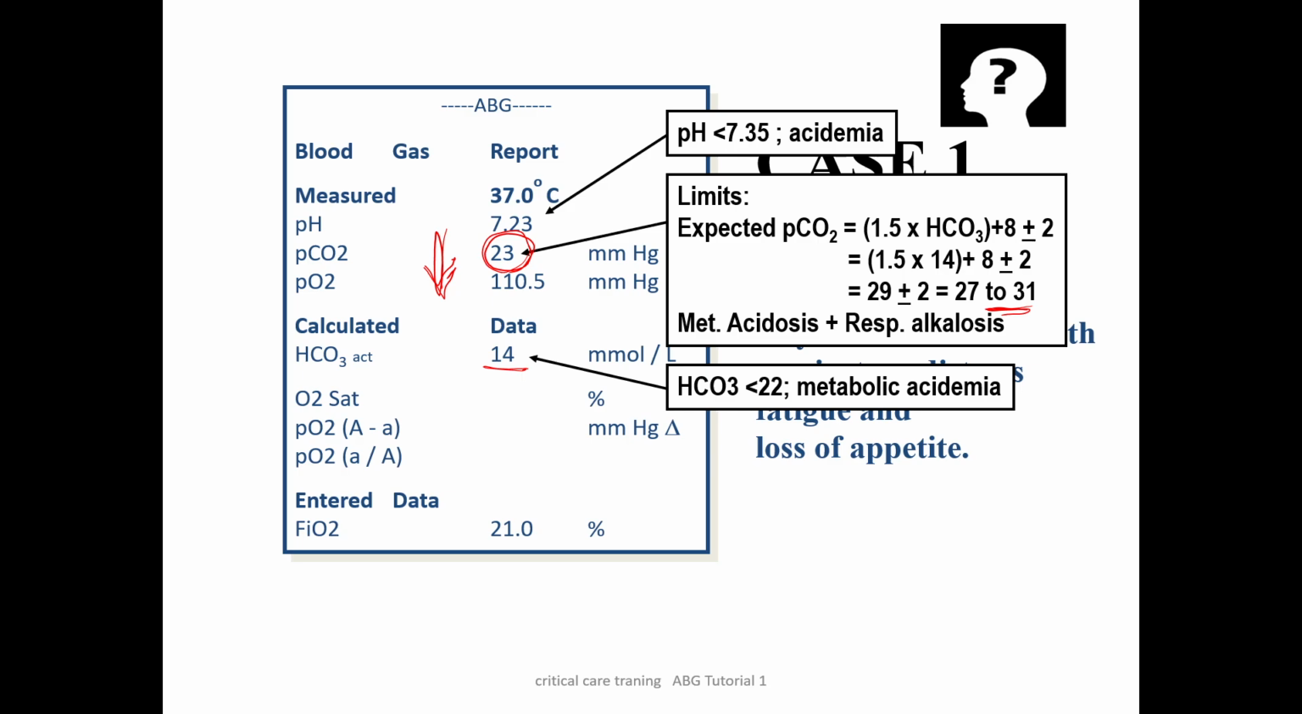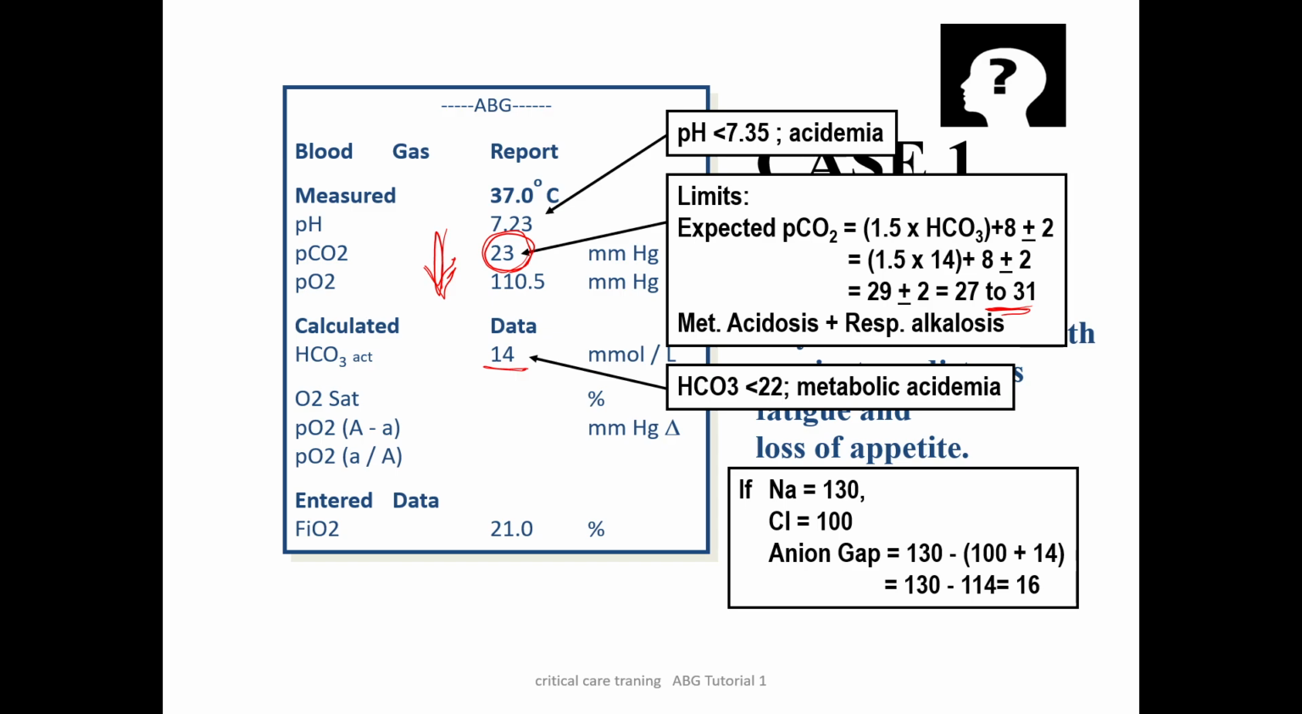Now we have to see whether this metabolic acidosis is normal gap or high anion gap metabolic acidosis. We need the values of sodium and chloride. If sodium is 130 and chloride is 100, the anion gap is 130 minus chloride plus bicarbonate, that is 100 plus 14, the bicarbonate here. So we get a value of 16. So that is a high anion gap metabolic acidosis.